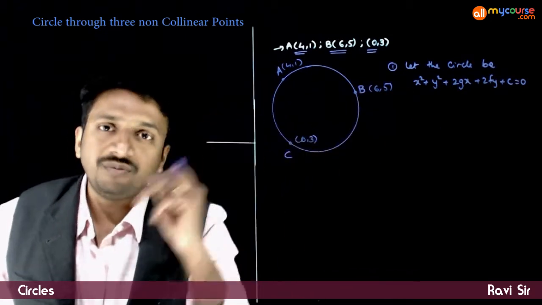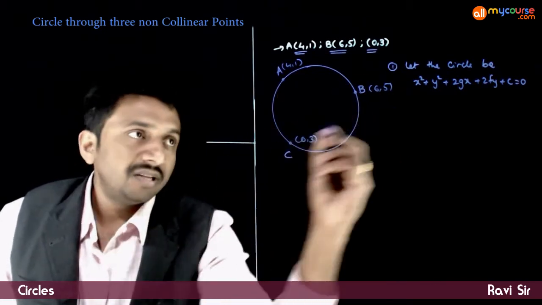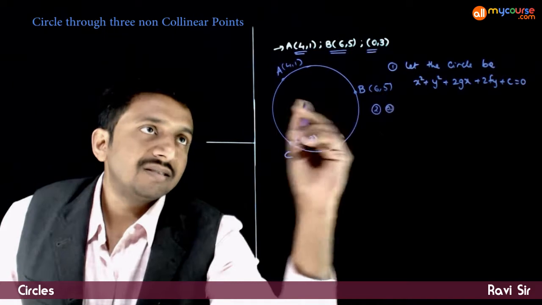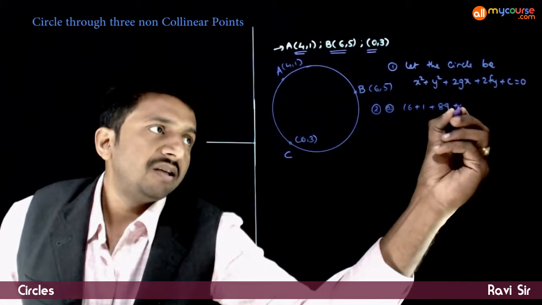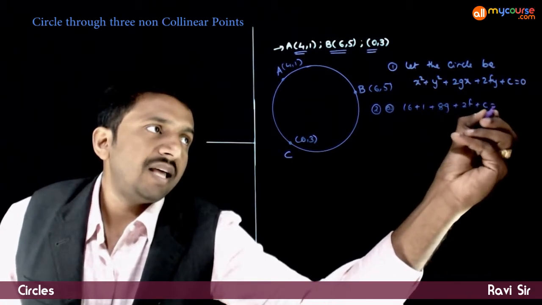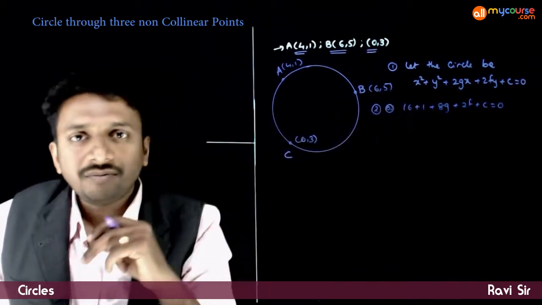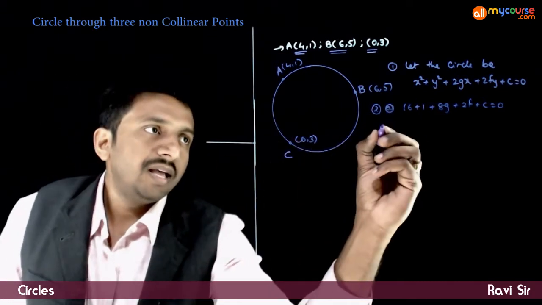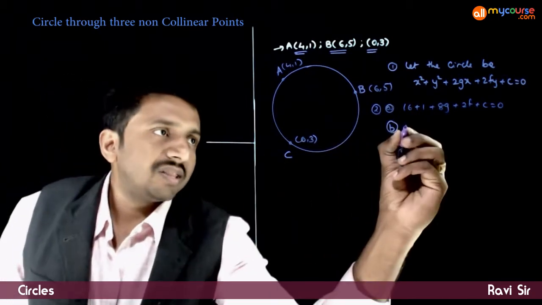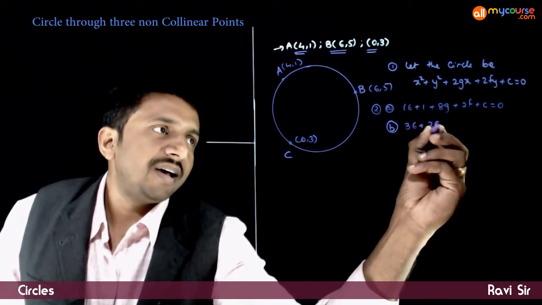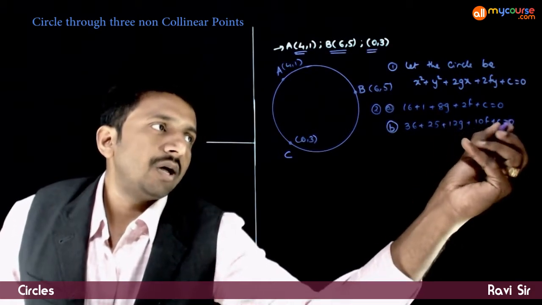Now the circle has to pass through (4, 1). That means this point has to satisfy this equation. So the first equation is by substituting (4, 1): 16 plus 1 plus 8g plus 2f plus c has to be equal to 0. I have put 4 in the place of x, 1 in the place of y. And the second equation is by putting (6, 5) in this equation: 36 plus 25 plus 12g plus 10f plus c is also equal to 0.